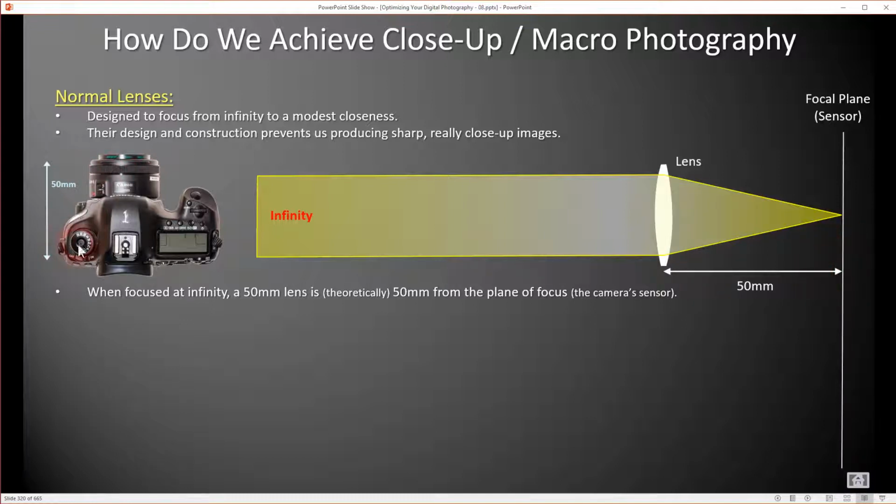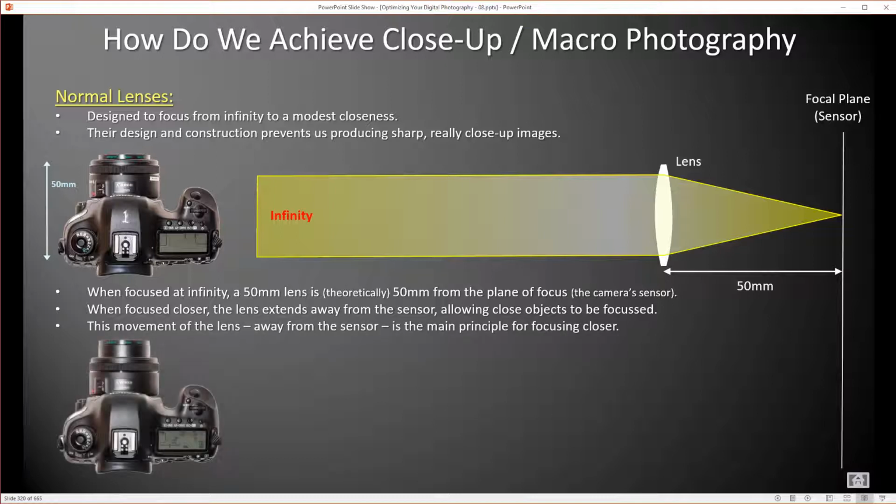If this was a simple lens rather than a compound lens like here, it should go from the sensor to about 50mm. In real life, of course, these are compound lenses and the mathematics doesn't work out quite like that. But just pretend for an instant this is actually 50mm. When focused closer, the lens extends away from the sensor, allowing a close subject to be focused. This movement of the lens away from the sensor is the main principle for focusing closer.